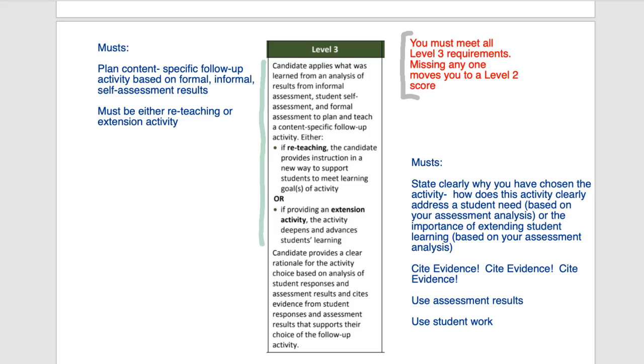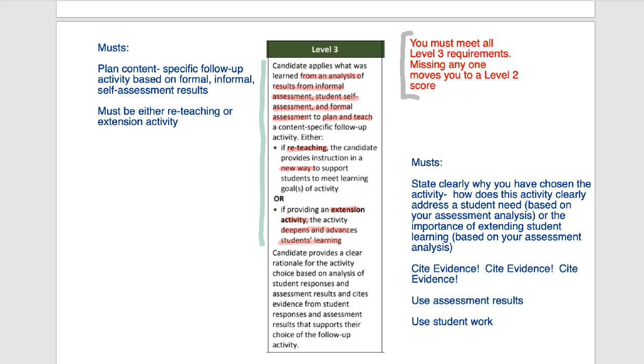All right. Candidate applies what was learned from an analysis of results from the kinds of assessment: informal assessment, student self-assessment, and formal assessment, to plan and reteach a content-specific follow-up activity. Okay, either reteaching, the candidate provides instruction in a new way to support students to meet the learning goals of the activity, or providing an extension activity. The activity deepens and advances students' learning.